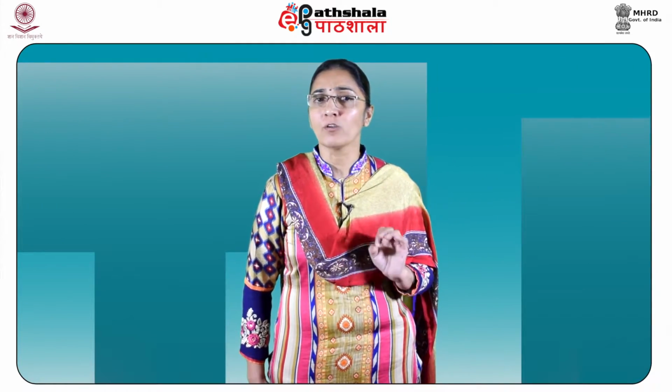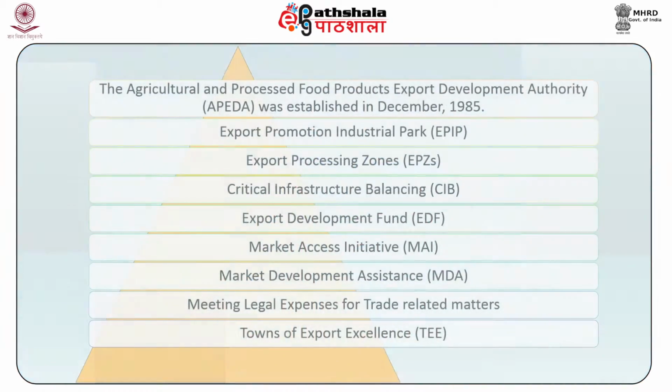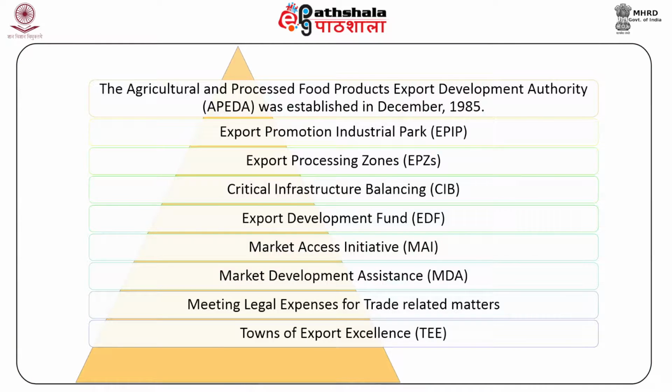Apart from ASIDE, the various other schemes of the central government involving state governments are the Agricultural and Processed Food Products Export Development Authority, APEDA, which was established in December 1985. APEDA is mandated with the responsibility of export promotion and development of agri products. Export Promotion Industrial Park, that is EPIP, Export Processing Zones, that is EPZs, Critical Infrastructure Balancing, that is CIP, and Export Development Fund, that is EDF, for the Northeast and Sikkim; schemes 2 to 5 have been merged with ASIDE.